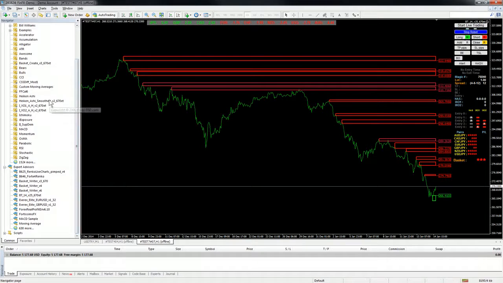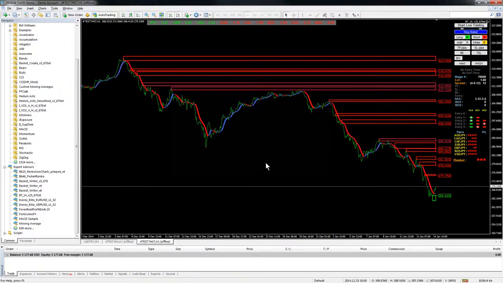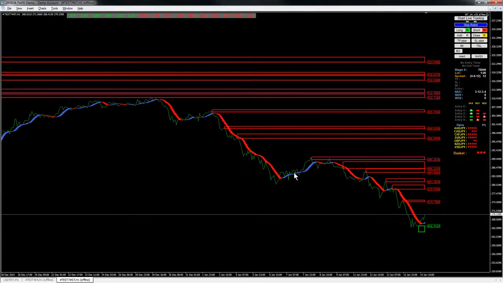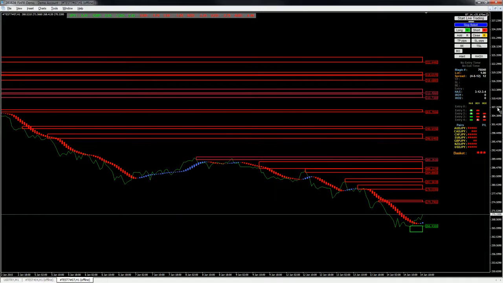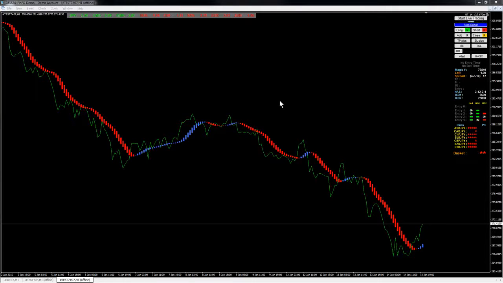And if you want, you can throw this on there. Okay, so that's the yen 7 pair basket. It gives you something to watch.